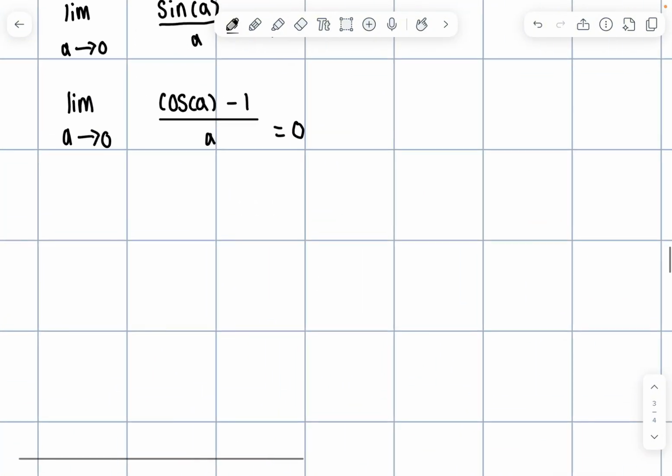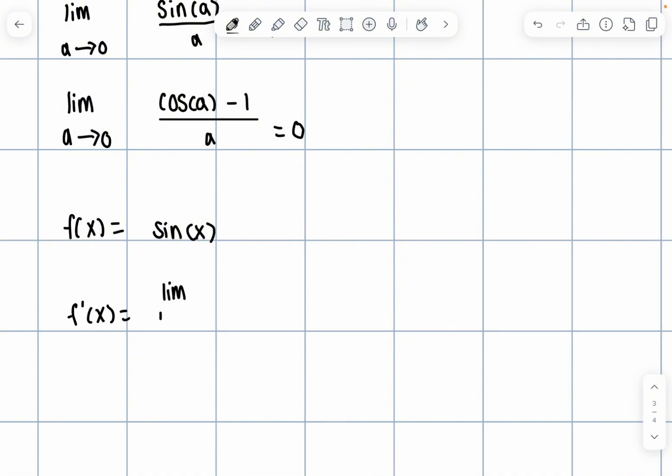So for sine of x, we'll let f of x be sine of x. And then we'll just use our derivative formula. So f dash of x is the limit as h tends to 0 of sine of x plus h, minus the sine of x, divided by h.